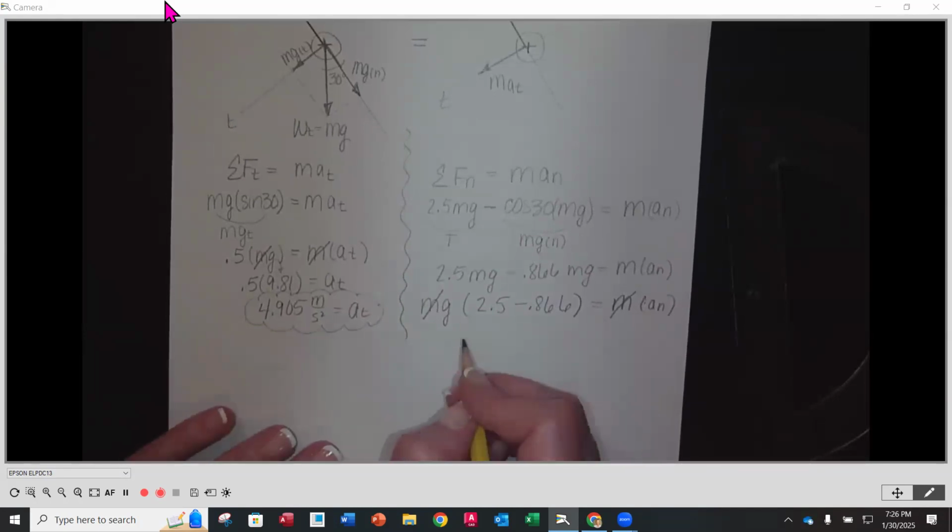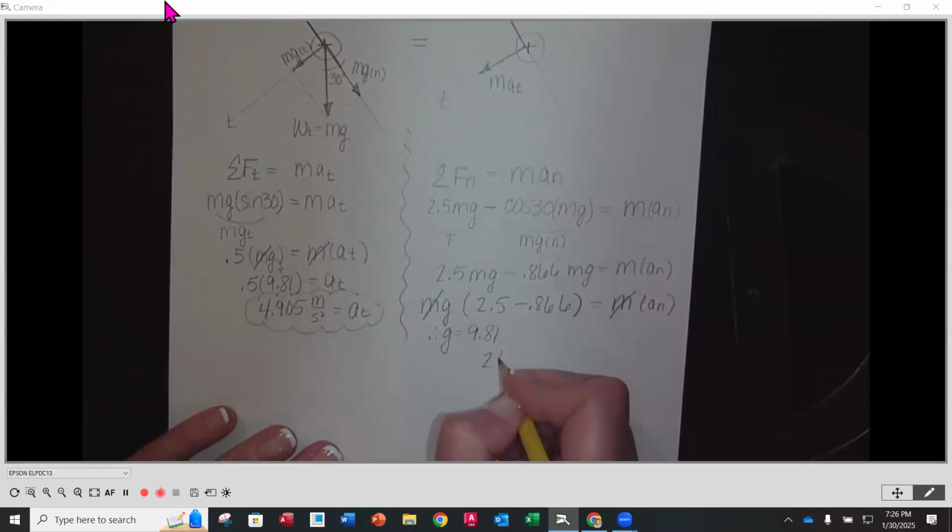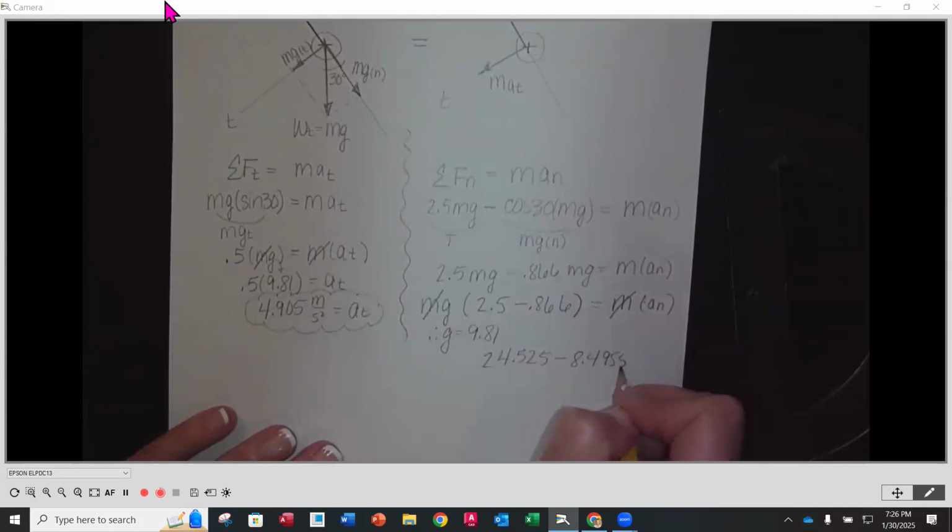So now we know that our gravity is going to be equal to 9.81. So we can distribute that on either side here. So we're going to get 24.525 minus 8.4955 is equal to the normal component of the acceleration, or 16.03 meters per second squared equals that normal component of the acceleration.